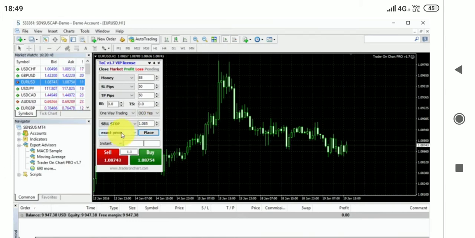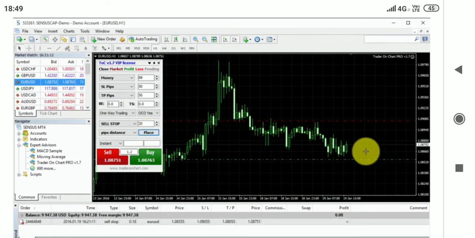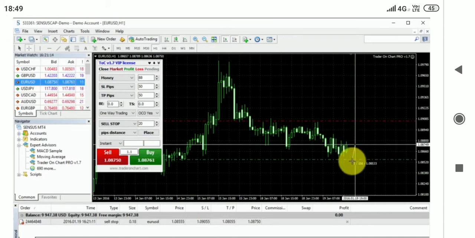Another cool thing about this app is that I could use pips distance. Let's say I want a sell stop order placed at a 20 pips distance from my current market price. So I click the place button, and 20 pips below it places my sell stop.